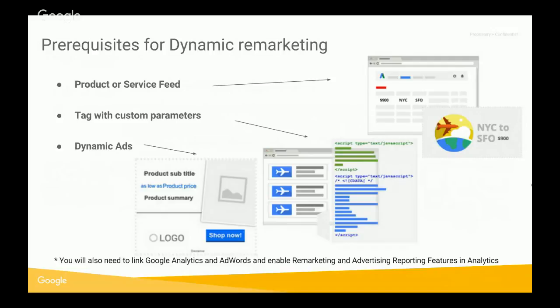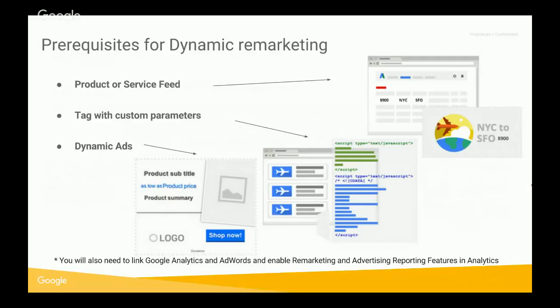And as we mentioned before, there are also certain prerequisites for dynamic remarketing. We would like to mention these three main prerequisites: the product or service feed, tagging your website with the custom parameters, and eventually creating the dynamic ads that will be shown to your users, to your visitors.